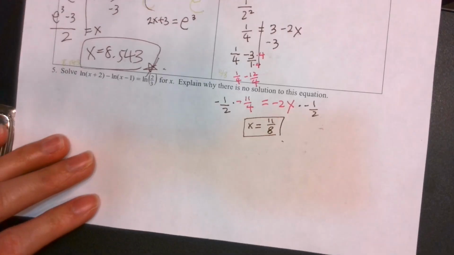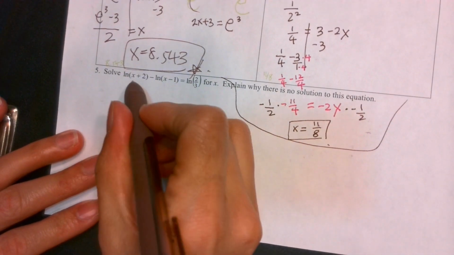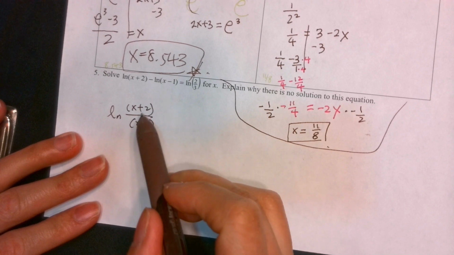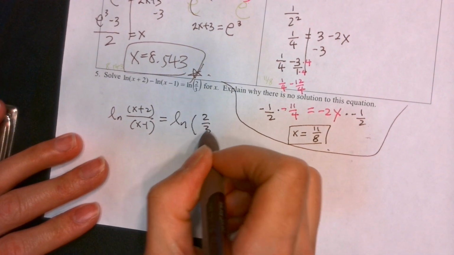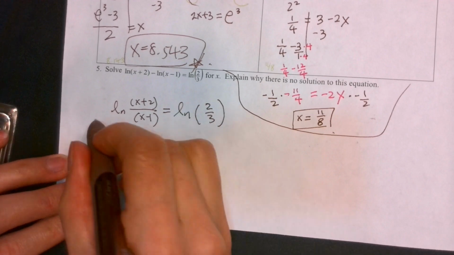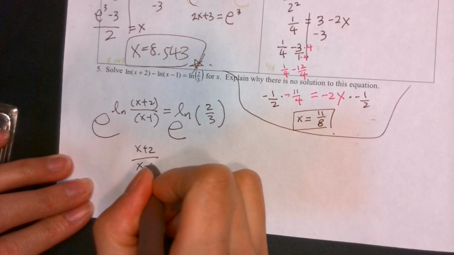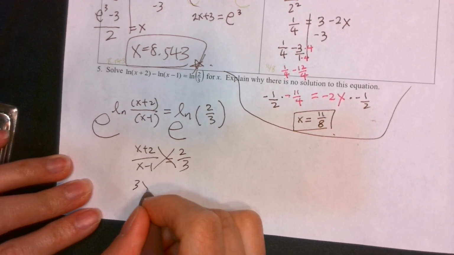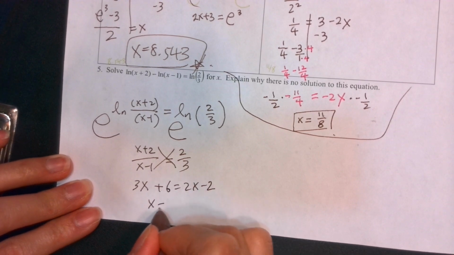Okay. All right, number 5, solve it. Combine these together. So x plus 2 over x minus 1. Notice I am dividing it because it's subtraction, equal to natural log of 2/3. Same, both natural log, so I exponentiate using the base e. X plus 2 over x minus 1 is equal to 2/3. Cross multiply, because that's your favorite thing. 3x plus 6 is equal to 2x minus 2. X is equal to negative 8.